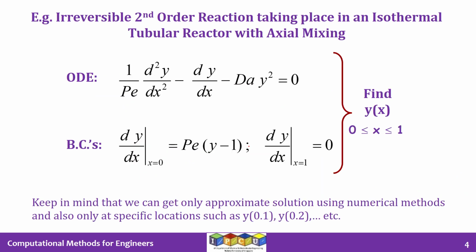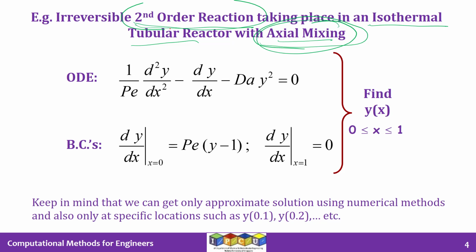The third example is one where a second order reaction takes place in an isothermal tubular reactor with axial mixing. So this means it is not a plug flow reactor because there are diffusion effects. That's what leads to axial mixing. So diffusion is going to be dominant. There is going to be a second order reaction.